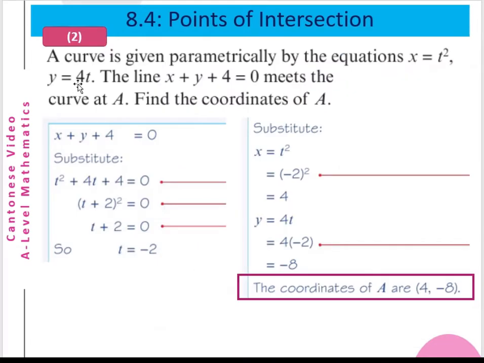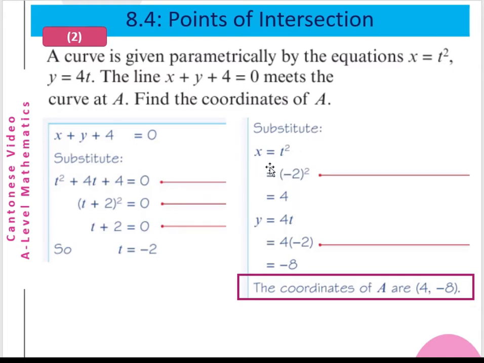In example 2, a curve is given parametrically by the equations x equals t squared and y equals 4t. The line x plus y plus 4 equals 0 meets the curve at A. Find the coordinates of A. If we substitute into x plus y plus 4 equals 0, we get t squared plus 4t plus 4 equals 0, because t squared is x and 4t is y. That means (t plus 2) squared is 0, and t plus 2 is 0, so t is equal to -2.